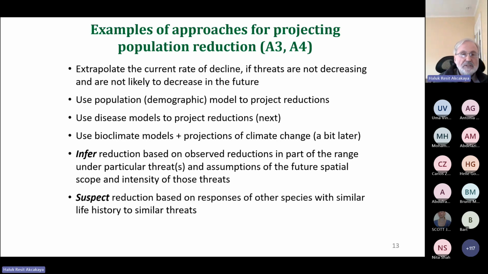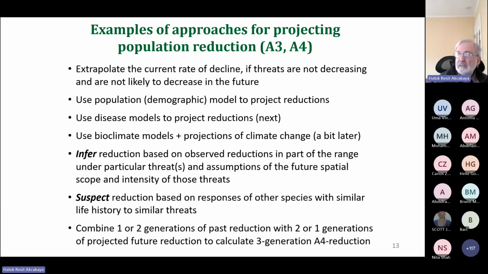So that's called inference, which is different than estimation, and the differences between inferred, suspected, and estimated and projected declines are discussed in the guidelines. We can also suspect reduction based on the responses of other species with similar life history and responses to similar threats. So that is a lower level of data quality, a suspected decline, but it can be used when we have information that species with particular life histories respond in a particular way to threats that are expanding in the range of the focal species.